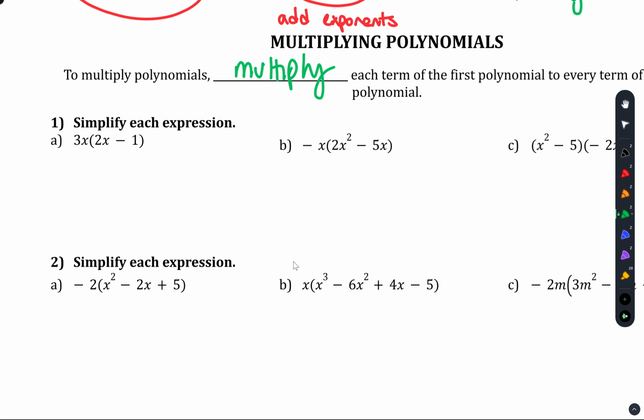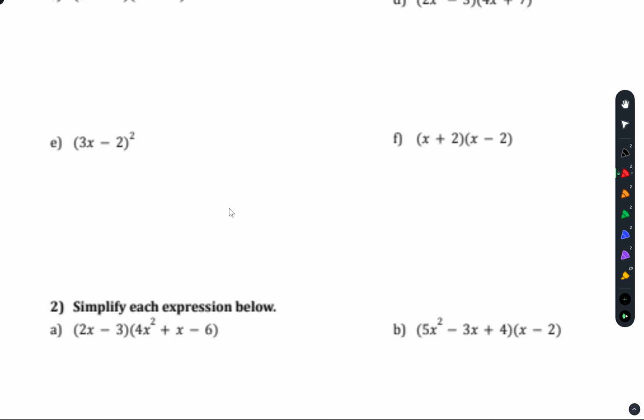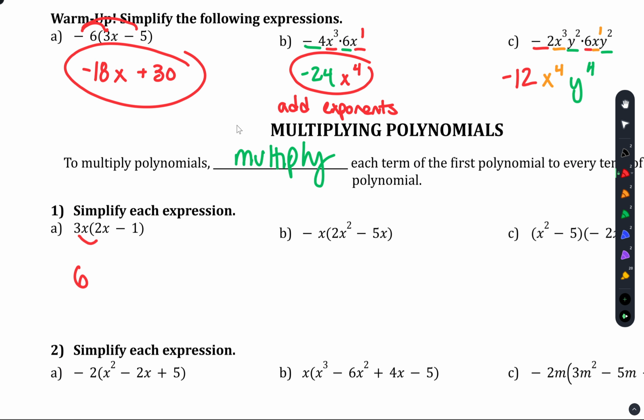When I take 3x times 2x minus 1, I'm going to start with 3x times 2x. The coefficients multiply to 6. The variables are each x to the first and x to the first, so they should add together to x to the second. Beautiful. Same thing with the next one. 3x times negative 1. I'm going to multiply those coefficients together. There's only an x to the first, so there should only be an x to the first in my answer. Straightforward enough. We're going to make sure that those are in standard form.